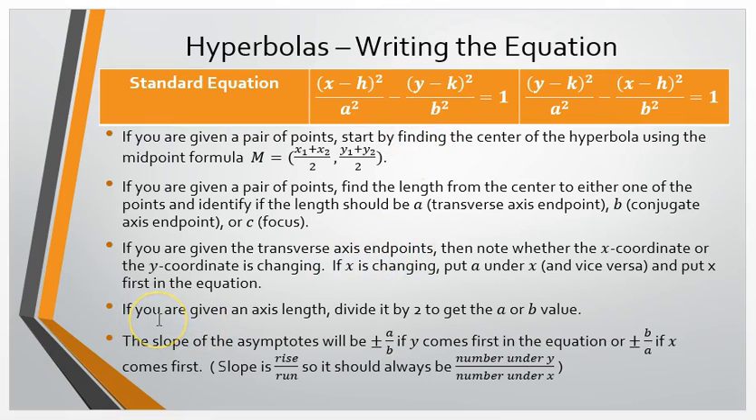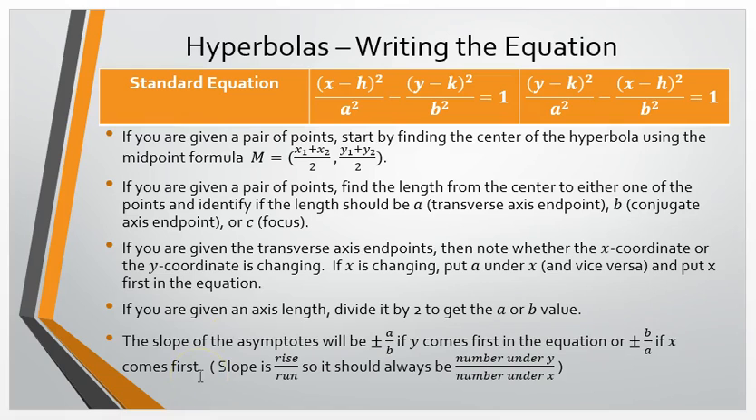Next, if you are given an axis length, they may say the transverse axis length, that's from one of the endpoints to the other. But since our A, B, and C values are determined as the length from the center to the endpoint, make sure you divide the number in half to get your A or B value.